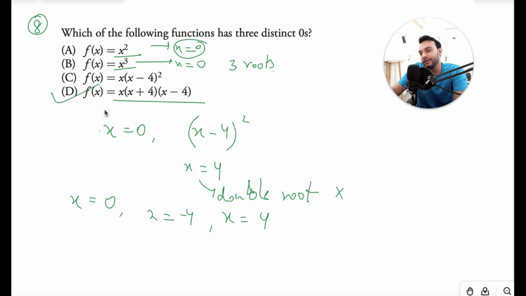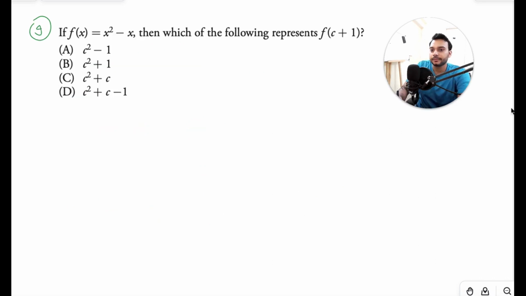So here's the easy trick. Whatever the degree of x is there, or the degree of any factor, if it's higher than 1, that means there would be more than 1 root, or more than 1 zero, at that same point. For example, (x minus 4) squared means at x is equal to 4, there's a double root, or 2 zeros at that same point.